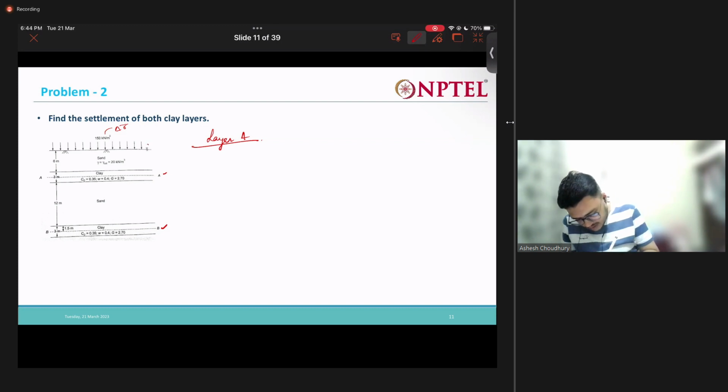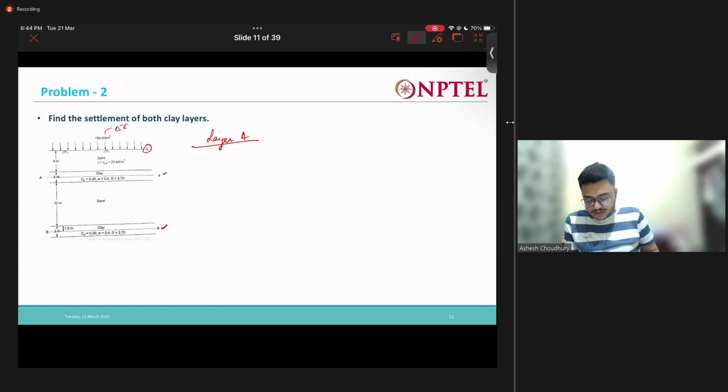See, the groundwater table is here. Have a look at the figure properly. The groundwater table is at the top. The saturated unit weight of sand is given to us, but the unit weight of the clay is not given to us.